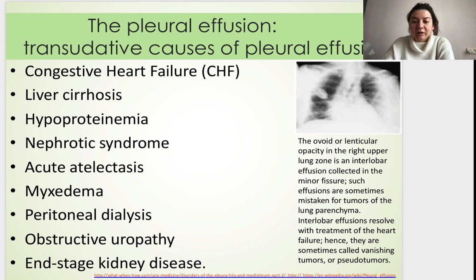On this picture, you see the ovoid or lenticular opacity in the right upper lung zone is the interlobar effusion collected in the minor fissure. Such effusions are sometimes mistaken for tumors of the lung parenchyma. Interlobar effusions resolve with treatment of the heart failure. Hence, they are sometimes called vanishing tumors or pseudotumors. You see how interesting an X-ray picture can be and how interesting transudate can be.